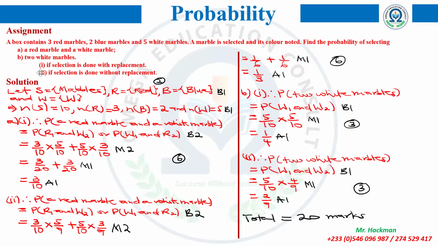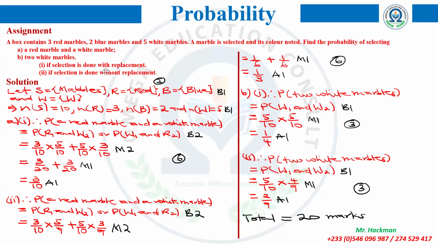However, before that, let me read the question. Remember, I've told you in every math problem, read the question, underline the salient parts, try to get the concept, appreciate the question before you start to write your solution. So here we are told the box contains 3 red marbles, 2 blue marbles, and 5 white marbles. A marble is selected and its color noted. Find the probability of selecting A, a red marble and a white marble, B, 2 white marbles. I, if selection is done with replacement, and II, if selection is done without replacement.